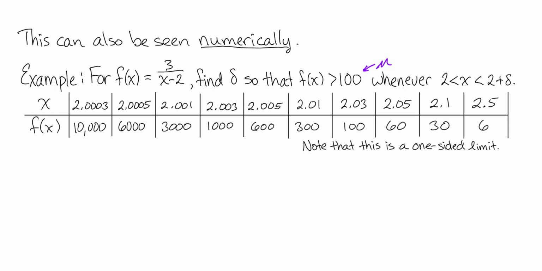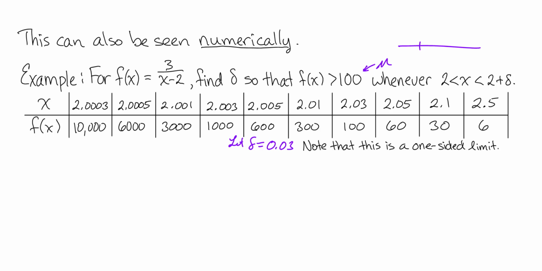So this chart here lists out different values of x near 2 and the corresponding f of x's. What would be our delta when m equals 100? Well, when f of x equals 100, then our x value is 2.03. So what's delta? Delta isn't 2.03. We're going to let delta equal 0.03 because it's the distance from 2.